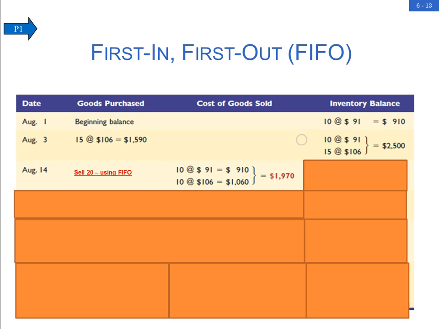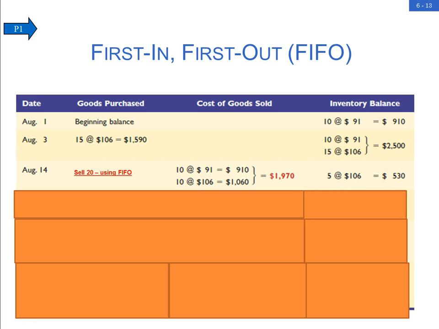So we're going to get 10 from the beginning balance because we only have 10. If we had 20 sitting in beginning inventory, we'd get all 20 from there, but we don't. We only had 10 plus the 15 that we purchased next. So we'll start with the oldest and slowly work our way forward. Got 10 from the beginning inventory and 10 from the next purchase. So what are we left with? Well, we used all 10 of these and 10 of these, so we're left with 5 bicycles from the August 3rd purchase.